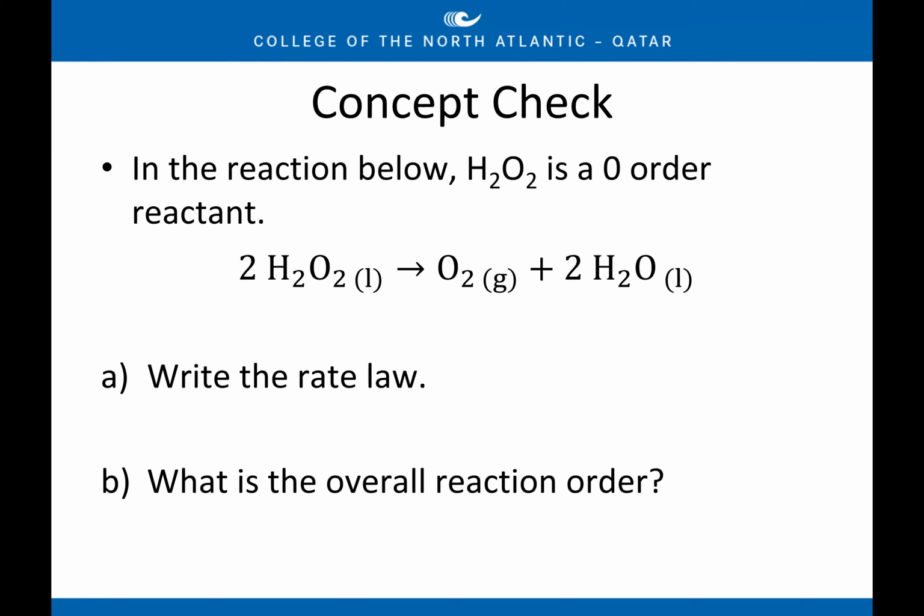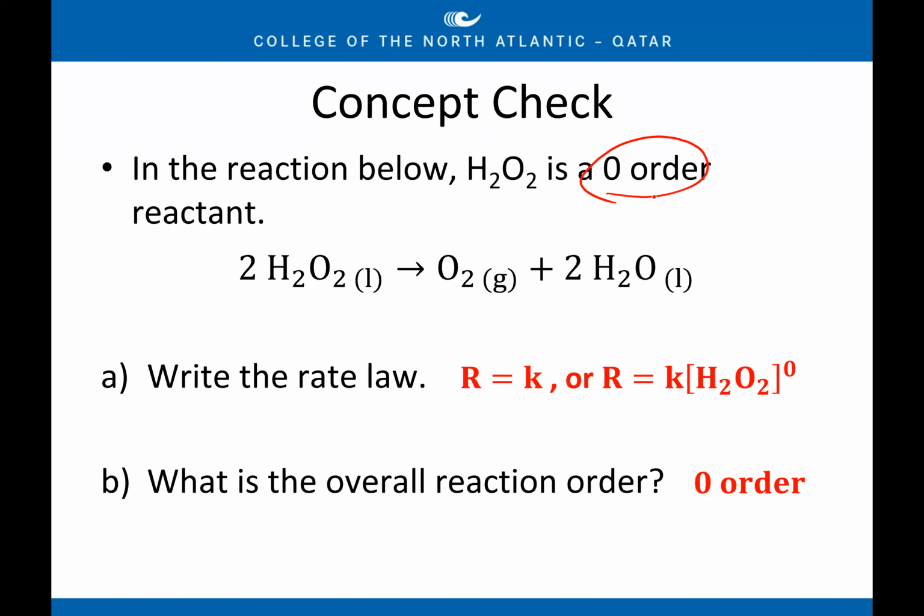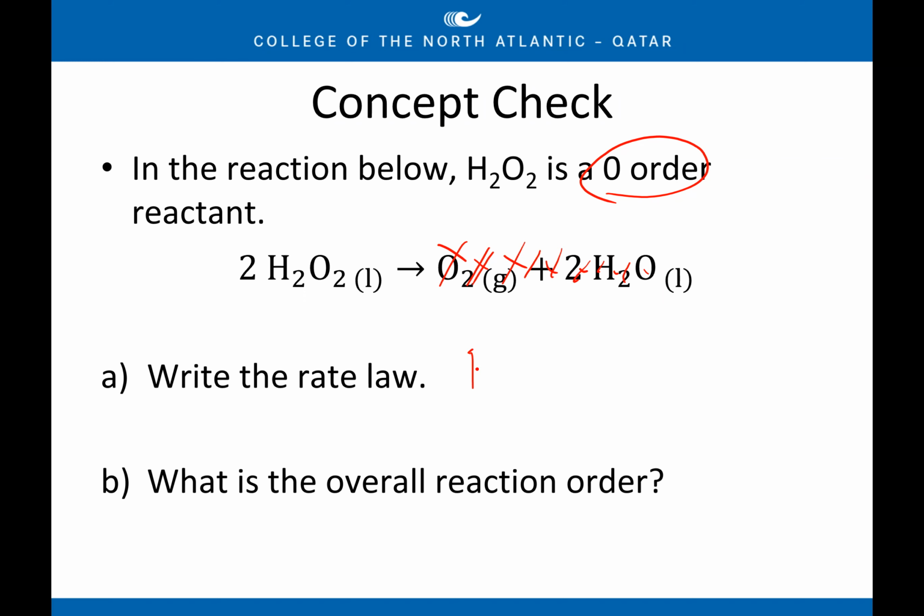In the reaction below, H2O2, hydrogen peroxide, is a zero order reactant. You'll notice that there's no other reactants here. The rate is determined by how the reactants turn into the products. So the rate is going to be, it's always K.